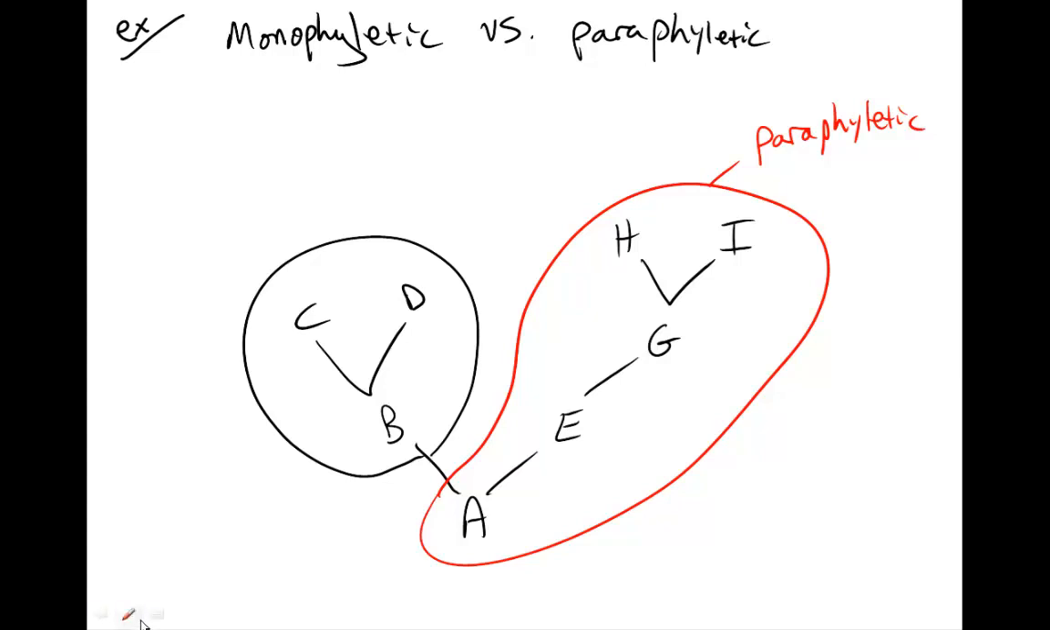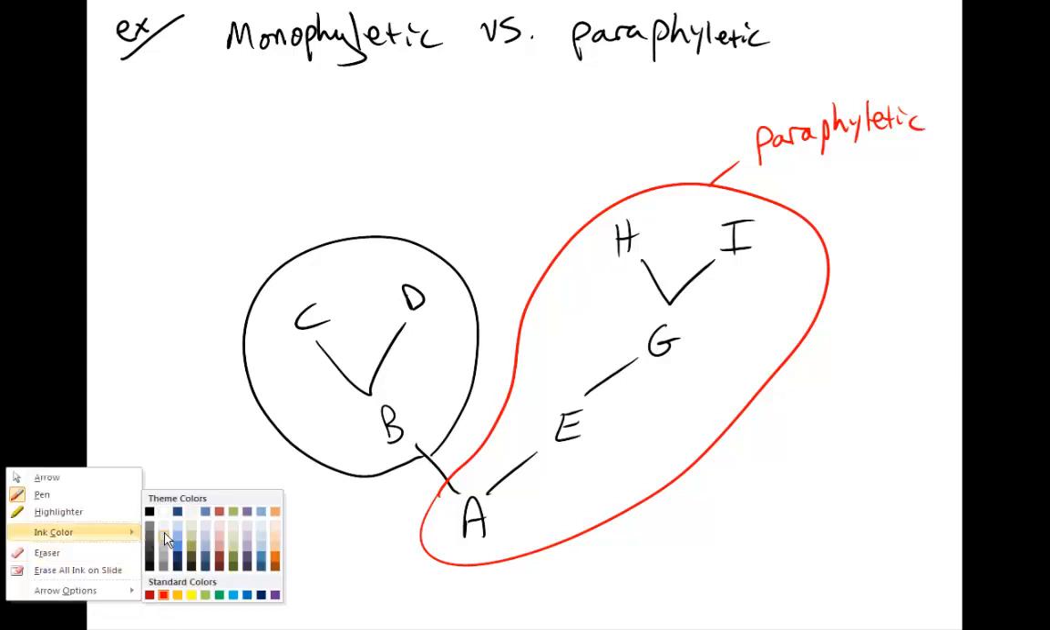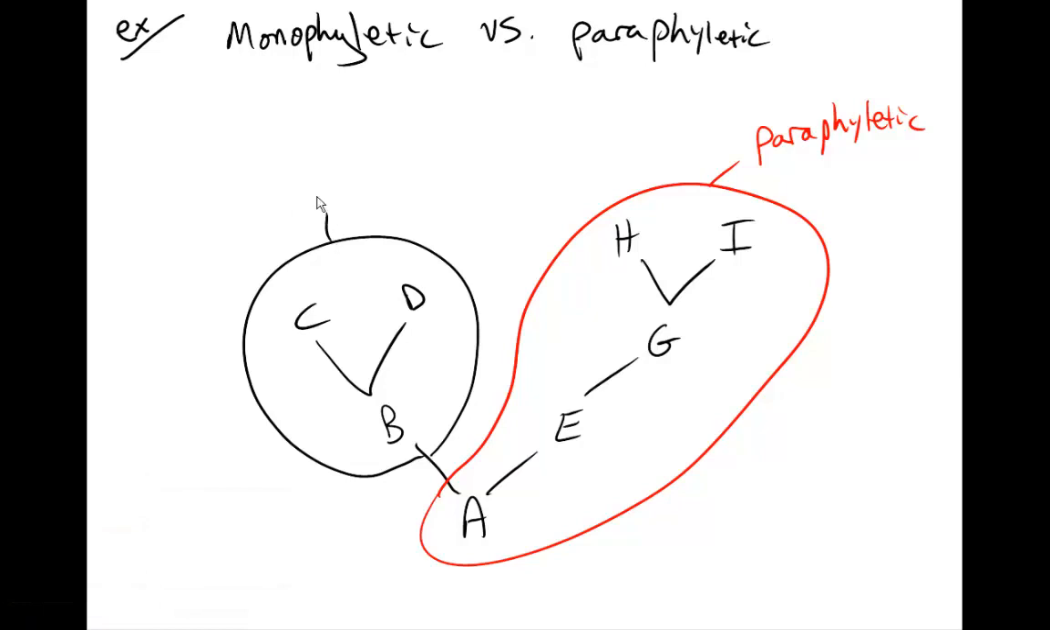If we look at this group here, I'm going to switch back to the black. This would be a monophyletic group. It's a monophyletic group because it includes a common ancestor, B, and all of its descendants, C and D. It doesn't necessarily go back as early as possible in the cladogram, but it does include a common ancestor and all of its descendants. So B is the common ancestor and C and D are the descendants.